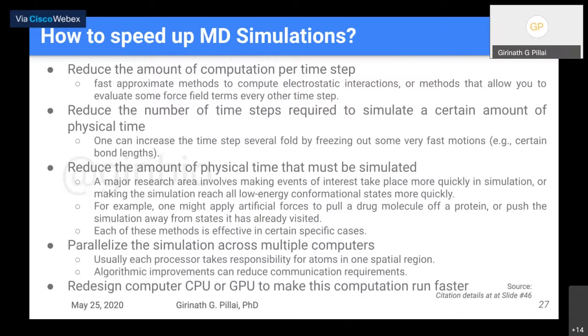Reduce the amount of physical time that must be simulated. A major research area involves making events of interest take place more quickly in simulation, and at low energy conformations, which states more clearly. I'm not going deeper there. Another option is parallelizing the simulation across multiple computers, if you have the facility. I know a few of us have access, but not many of them.